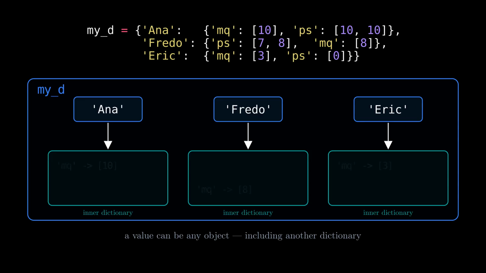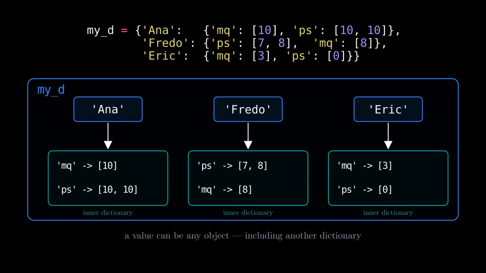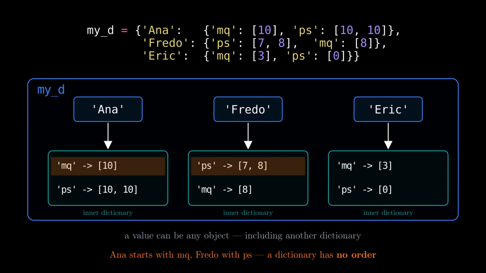Each inner dictionary has 2 entries, 1 keyed MQ for the micro quizzes, 1 keyed PS for the problem sets, and each value is a list of scores. Notice the inner keys aren't in the same order. Anna's starts with MQ, Fredo's with PS. That doesn't matter at all because a dictionary has no order.